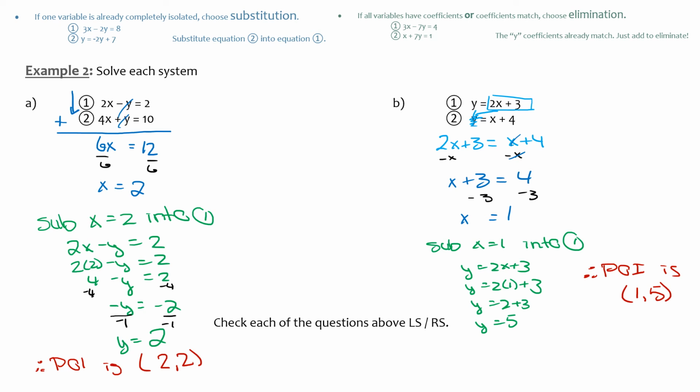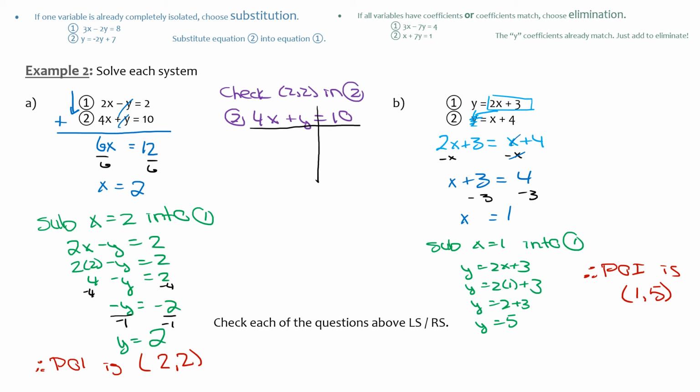The last thing I want to do here is check each of the questions with left side, right side. So when I check, I'm going to go to the equation that I didn't sub into. Here I subbed it into equation 1. Now I want to check with equation 2 this time. So I'm going to check 2, 2 in equation 2. I'm going to write out the equation, this is equation 2, 4x plus y equals 10, but I'm going to put a line through my equal sign and a line across here.